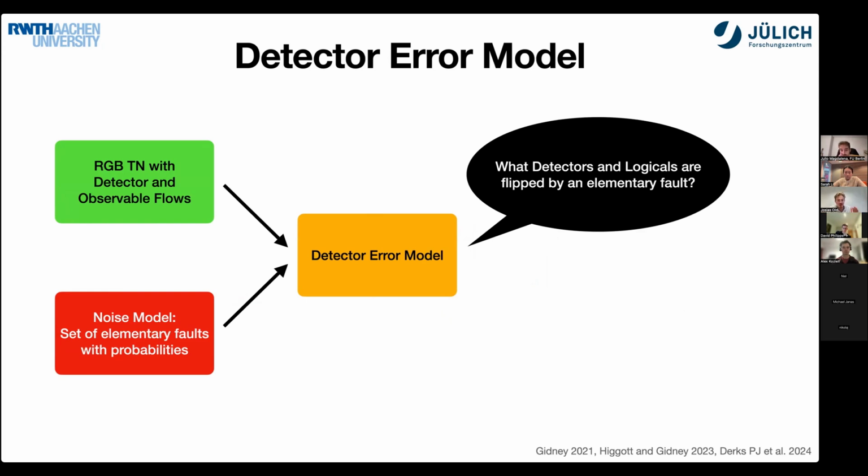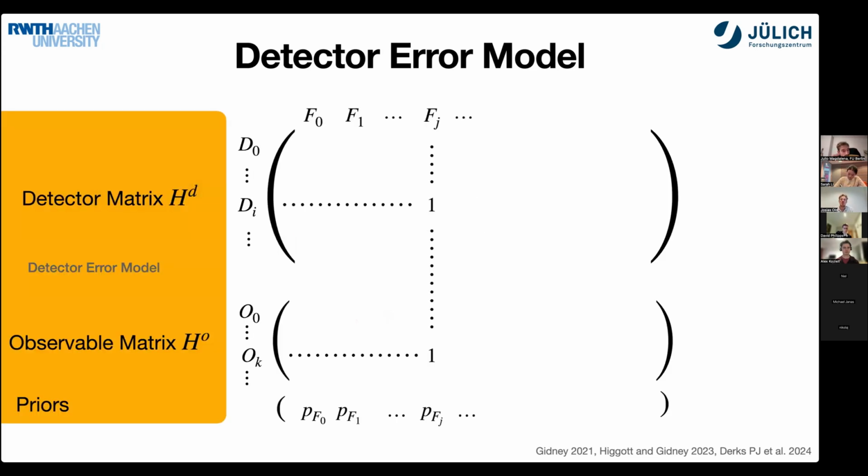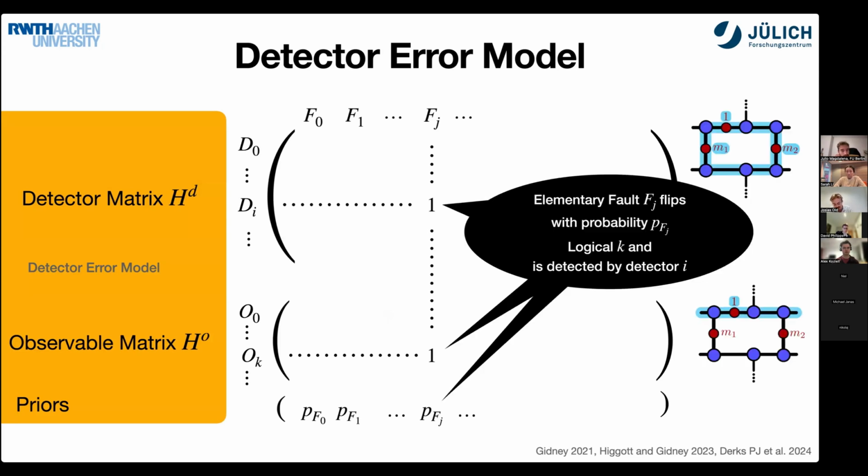This will be a little more high level, and I will not be able to go into detail. But this detector error model basically just asks what detectors and what logicals are flipped by such an elementary fault of our noise model. We then put this in matrices. If, for example, this elementary fault Fj flips some detector Di and some observable like this one here, then there will be ones in the corresponding matrices, and 0 if not.